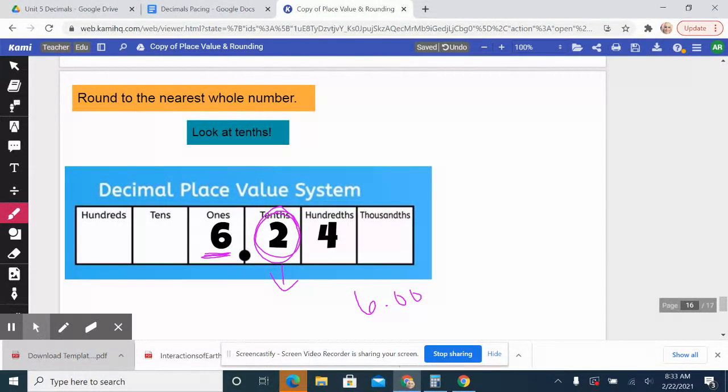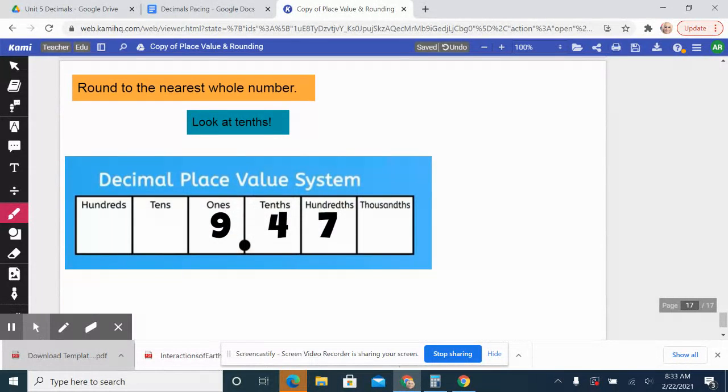And then here is your last one. So you're going to round the nearest whole number, and you pay attention to the tenths. That's going to round down. So your answer would be 9.00. Okay, so you're going to join the meet, and we're going to practice this.